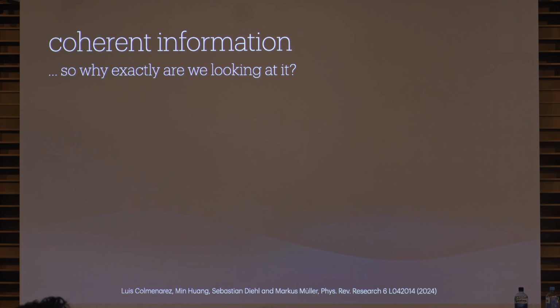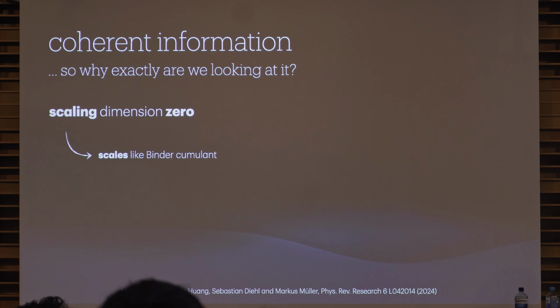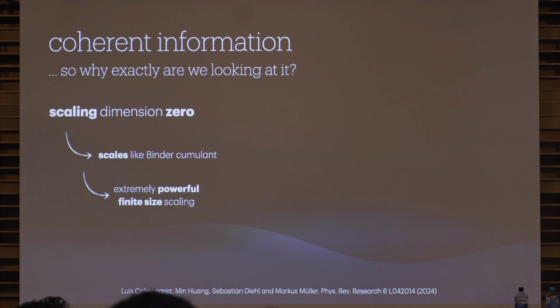Why exactly are we looking at this? Couldn't we just do some mutual information or ZZ correlation, which is much more straightforward? Yes, but coherent information has a very nice property, namely that the scaling dimension is 0, which means it scales like a Binder cumulant. And that makes the coherent information extremely powerful to use for finite size scaling analysis to not only extract the location, but also the critical exponent, which is what we want to do. So yeah, to convince you, let me show you data for a benchmark.